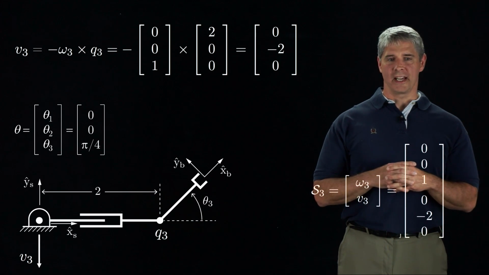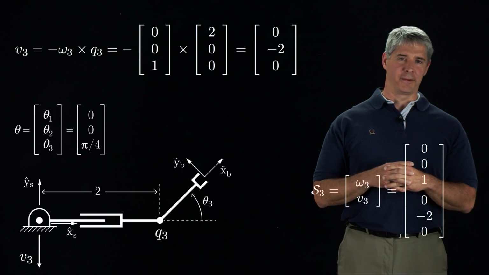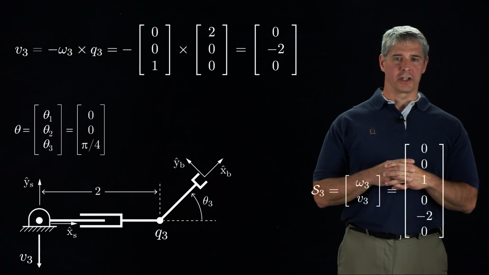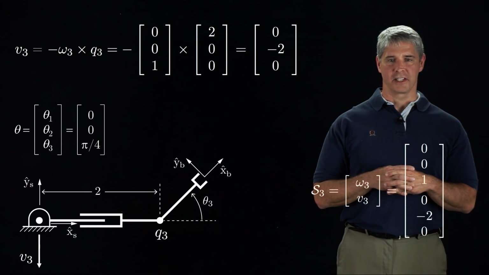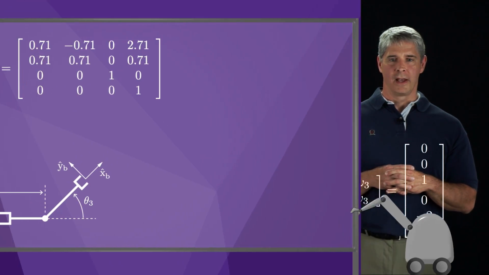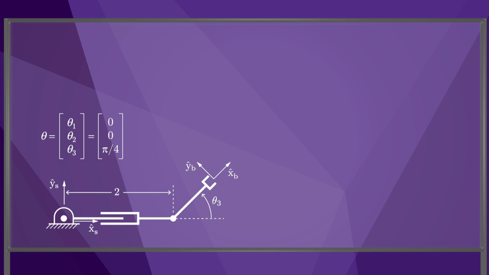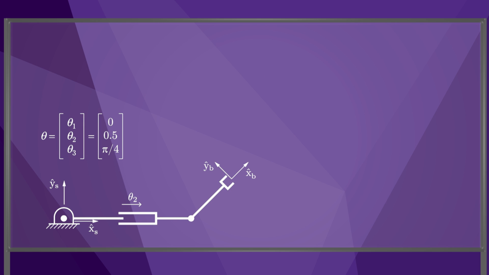Now that we have the screw axis S3, we can calculate the B frame configuration T of theta. We simply apply the space frame transformation corresponding to motion along the S3 screw axis by an angle pi over 4. This transformation is e to the bracket S3 times pi over 4, using the matrix exponential from the Chapter 3 videos. Since it is a space frame transformation, it pre-multiplies M. Now suppose we change joint 2, extending it by 0.5 units of distance. The theta vector is now 0, 0.5, pi over 4.